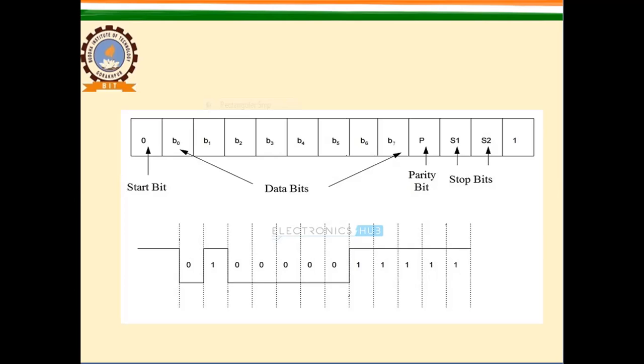An example is given below, which shows a data transmission of bits. This pattern is written here: 0 1 0 0 0 0 0 1. So first the data bits are 0 1 0 0 0 0 0 1, and the parity bit is 1, and after that 1 stop bit is used for this particular example.